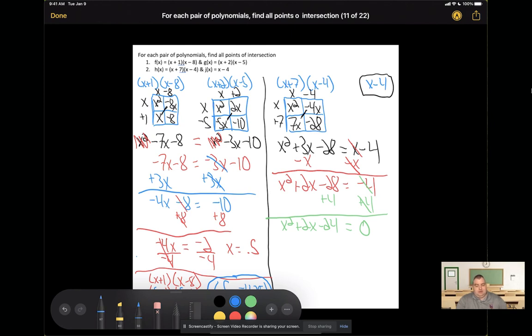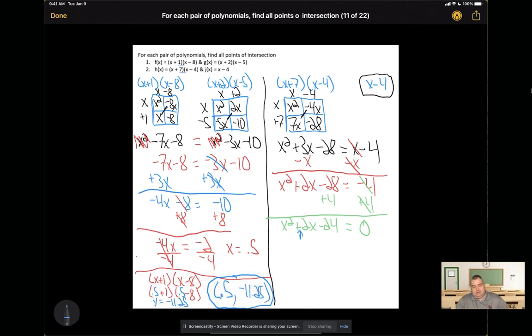All right, and the way we're going to factor is we're going to look at this number and look at this number. So we're going to look at what are two numbers that add up to positive 2 and multiply to negative 24. So I need two numbers that multiply to negative 24 and add up to positive 2. And the only combination of numbers that works is going to be 6 and negative 4.